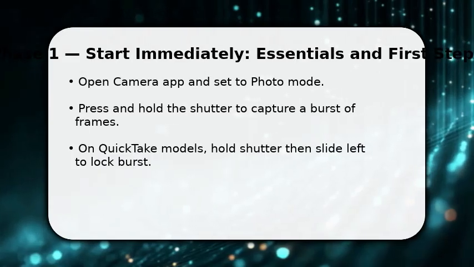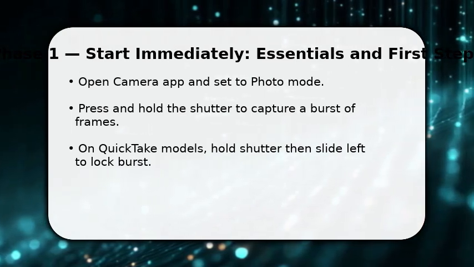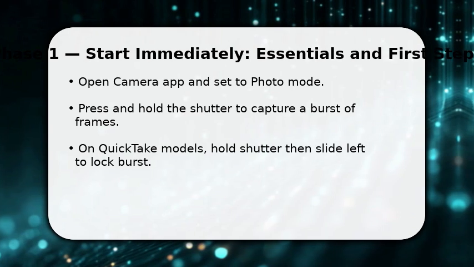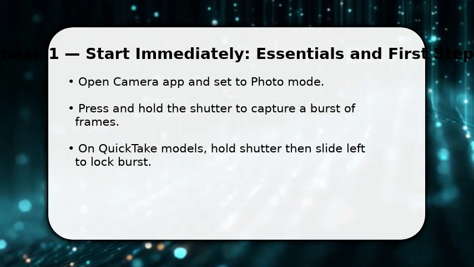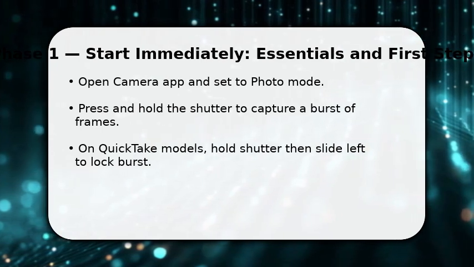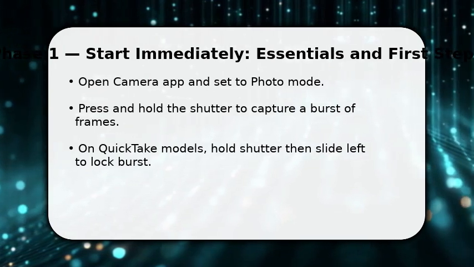You open the camera app and go straight to photo mode. This starts the process. Press and hold the shutter button to capture a rapid sequence of frames. This is your burst. On newer iPhones with Quick Take behavior, hold the shutter and slide it left to lock continuous capture so you don't have to keep touching the screen.